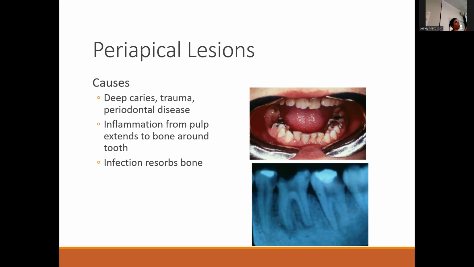So what's happening? Is it the tooth or is it this abscess? It's hard to say, so a lot of times they'll try to clear one thing up and see if the other resolves. Inflammation from the pulp extends to the bone around the tooth, and the infection resorbs the bone, just like infection from periodontal disease resorbs the bone.